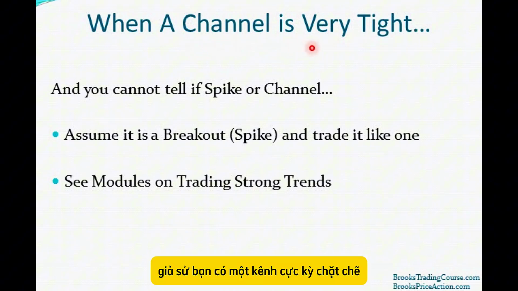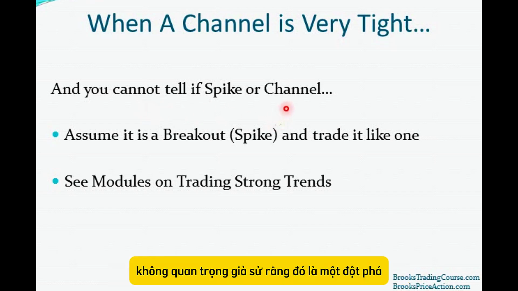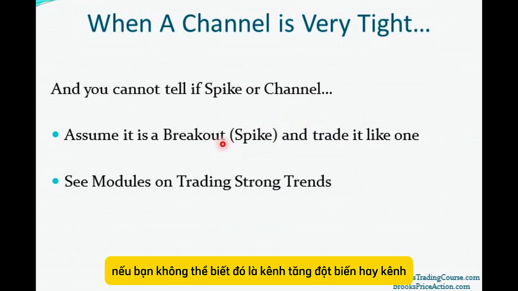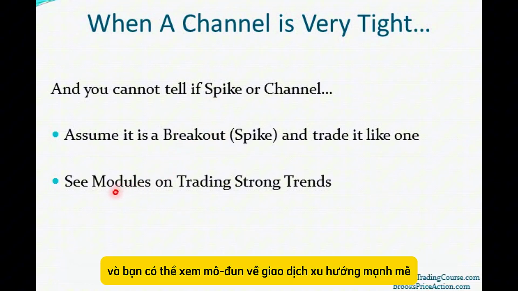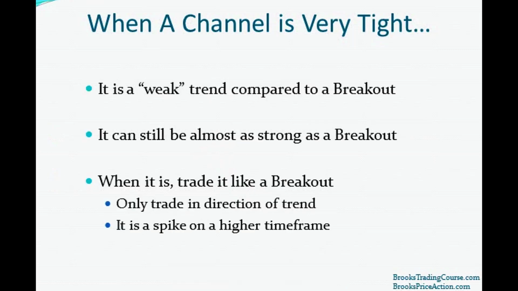Let's say you have a channel that's extremely tight and you cannot tell if it's a spike or a channel. It doesn't matter. Assume that it's a breakout, a spike, and trade it like a breakout. Even if it's a channel, you still trade it like a spike. If you can't tell whether it's a spike or a channel, assume it's a spike, trade it like a spike. And you can look at the module on trading strong trends. It talks about how to trade breakouts.